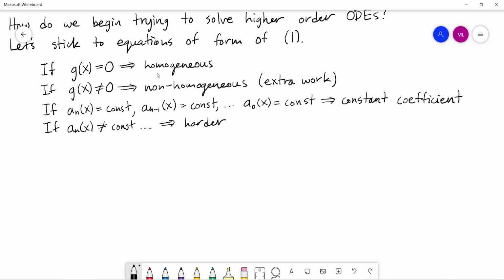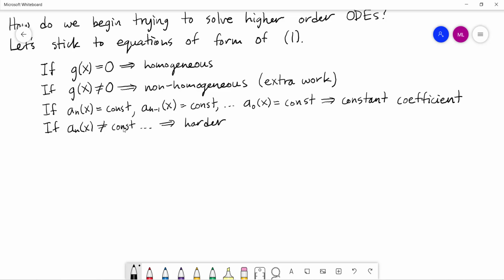So the point of this is just to introduce a little bit of new terminology. The main thing we're going to be talking about is the difference between homogeneous and non-homogeneous problems. And they'll have sort of different approaches that we can talk about. And then constant coefficient versus non-constant coefficient problems. And we'll talk about the different ways that we approach problems like that as well.